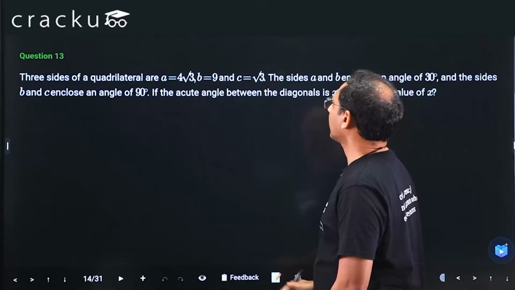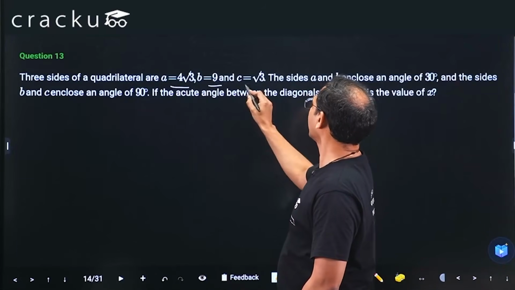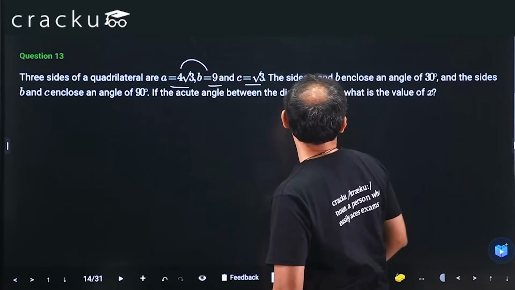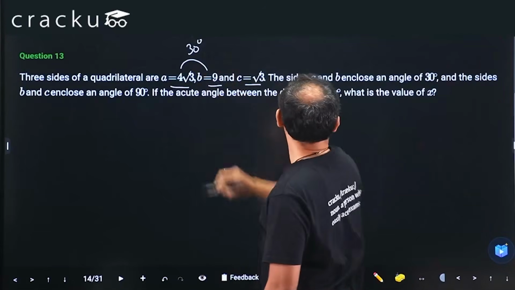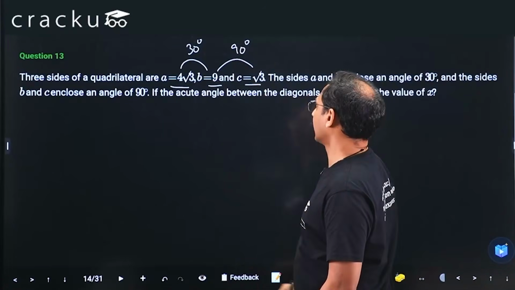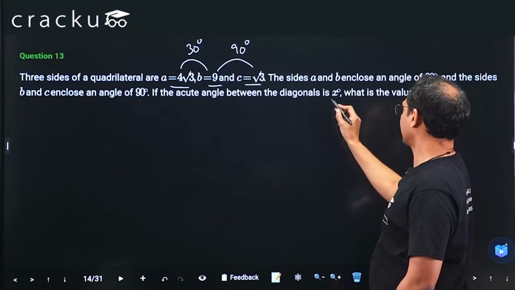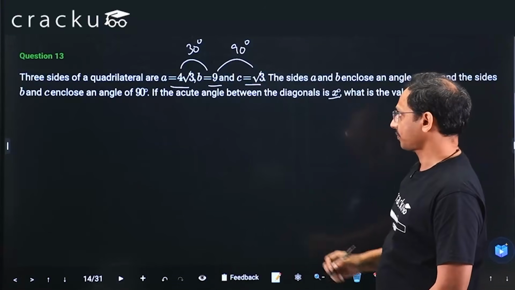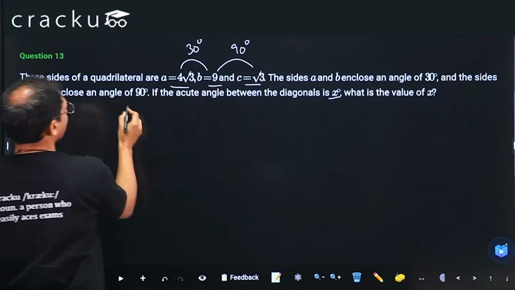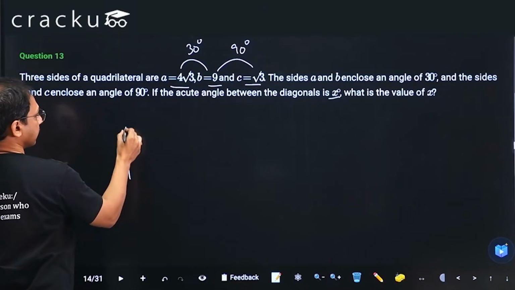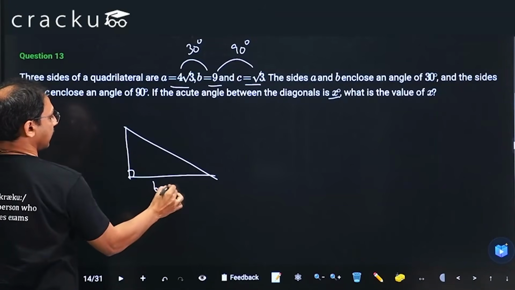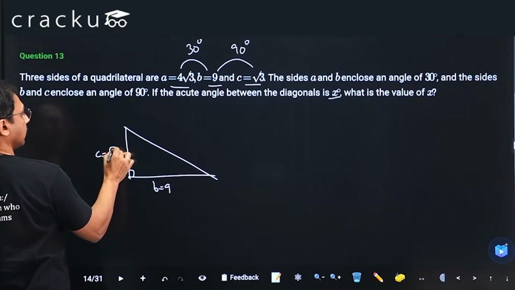Three sides of a quadrilateral are 4 root 3, 9 and root 3. The sides A and B enclose an angle of 30 degrees, and the sides B and C enclose an angle of 90 degrees. If the acute angle between the diagonals is x degrees, what is the value of x? We are supposed to find the acute angle between the diagonals. Because I have a 90 degree here, let's visualize the right angle. B is 9, C is root 3.